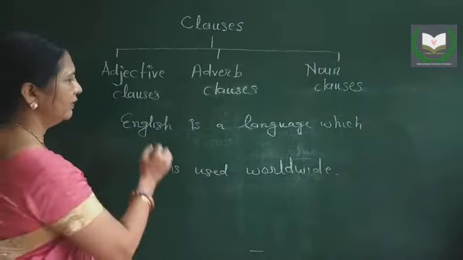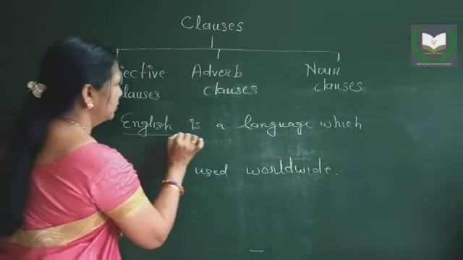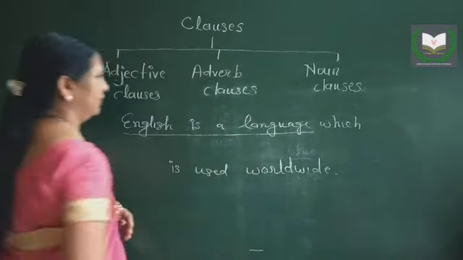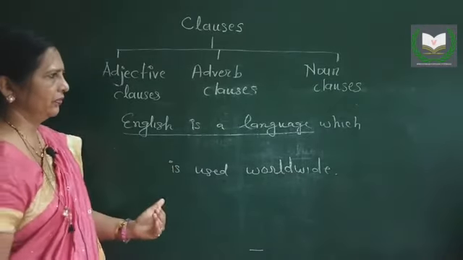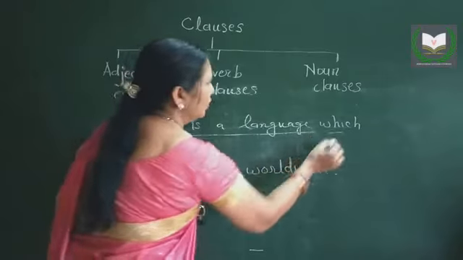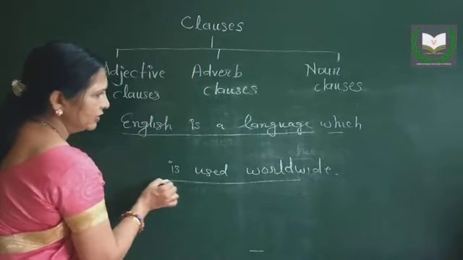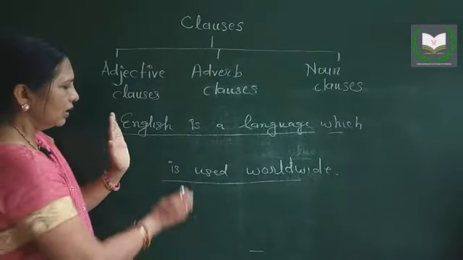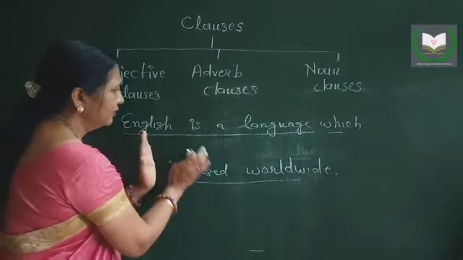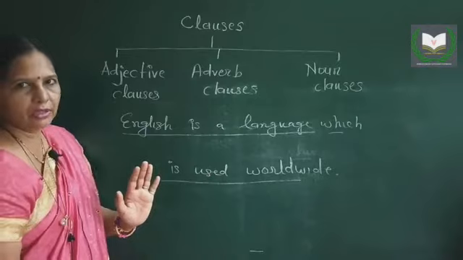Now here what have I done? I have used two ideas. One part of the sentence: English is a language. What more is given? Which is used worldwide. So, what is the difference between these two clauses?